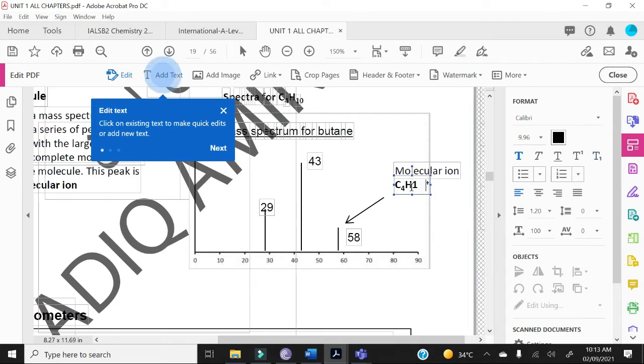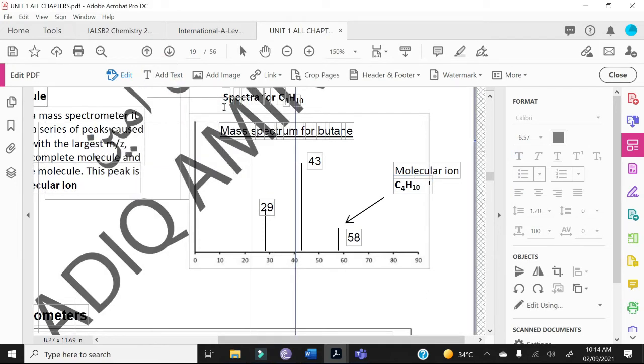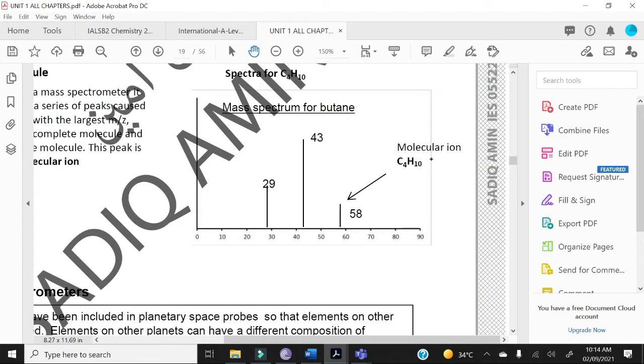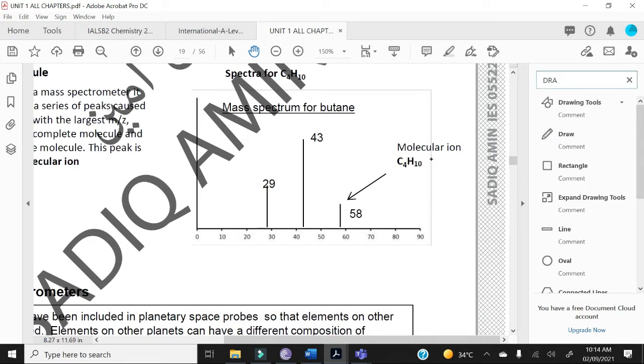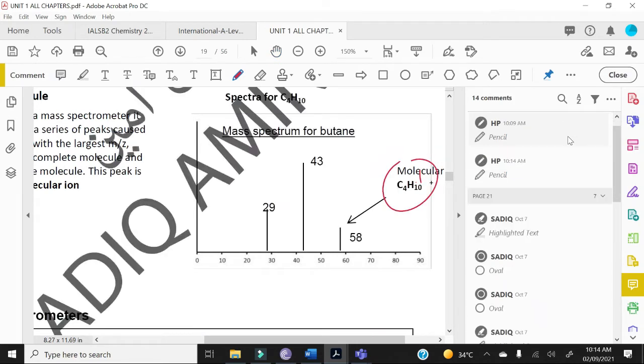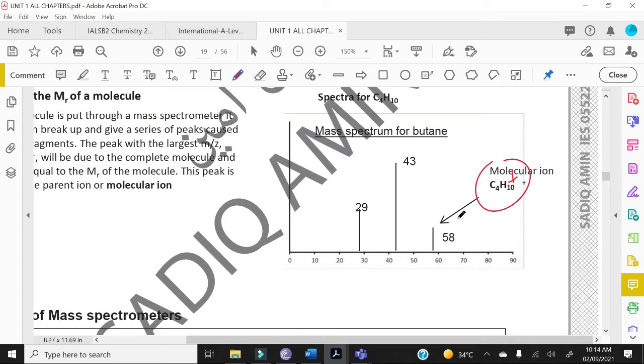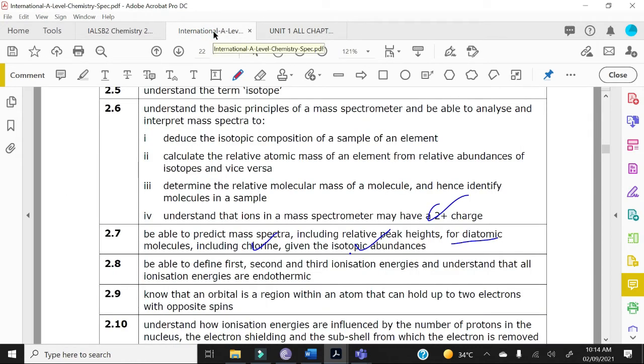It's C4H10. Okay. So C4H10 with plus charge on it is the molecular peak. Plus one charge is there on it.